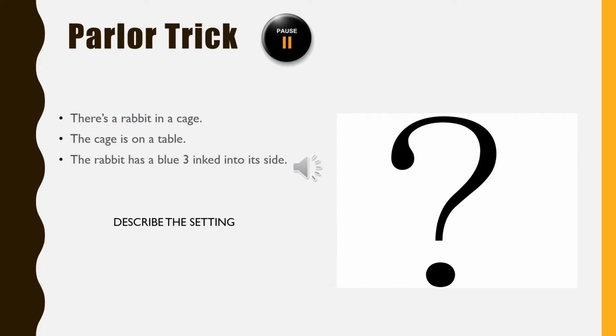So the three bits of information I want you to have is that on a table, there's a rabbit in a cage. On the rabbit itself, in blue ink, the number 3 has been written. Now, describe the setting. Describe it all as much as possible in 5 minutes. The one thing I ask you to do is do not stop writing until the 5 minutes is up. Ready? Go.